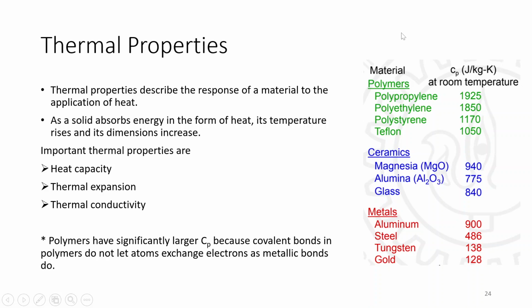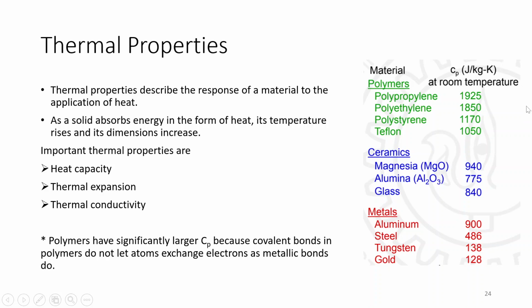Here are the materials and their heat capacities. For polymers it is very high: 1925 for polypropylene, 1850 for polyethylene, 1170 for polystyrene, and 1050 for Teflon. For ceramics, magnesia is 940, alumina is 775, and glass is 840. For metals, aluminum is 900, steel 486, tungsten 138, and gold 128 joule per kg Kelvin.